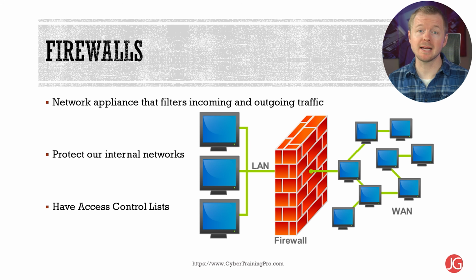Firewalls are in network compliance with the main purpose of filtering incoming and outgoing traffic for specific hosts or entire networks. Just like a firewall in a car, these types of firewalls protect our internal networks. The simplest implementation of a firewall will have access control lists, just like a router, and they also have an implicit deny rule at the end of the list.